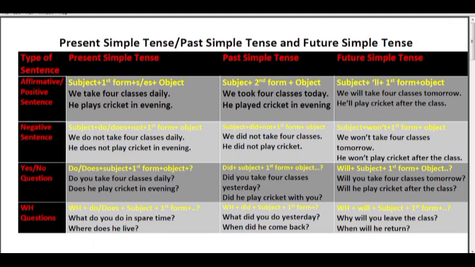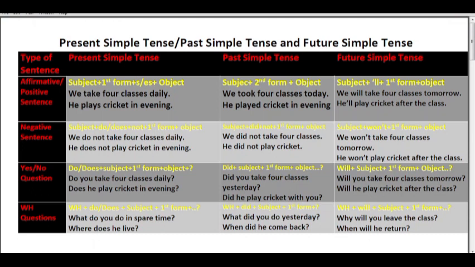In past simple tense, we bring did, the helping verb, to the start of the sentence, then subject, then first form of verb, then object, and question mark at the end of the sentence. For example, did you take 4 classes yesterday? Yes, I did. Did he play cricket with you? No, he didn't. In future simple tense, we bring will to the start of the sentence, then subject, then first form of verb, and then object, and finally question mark. For example, will you take 4 classes tomorrow? Yes, I will. Will he play cricket after the class? No, he won't.